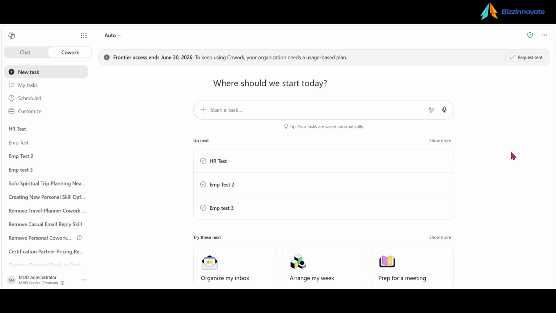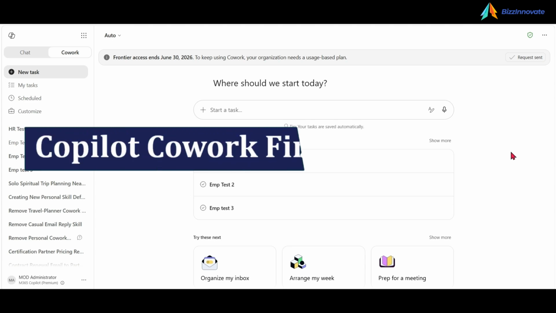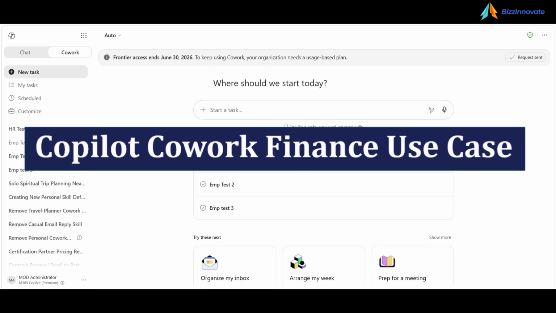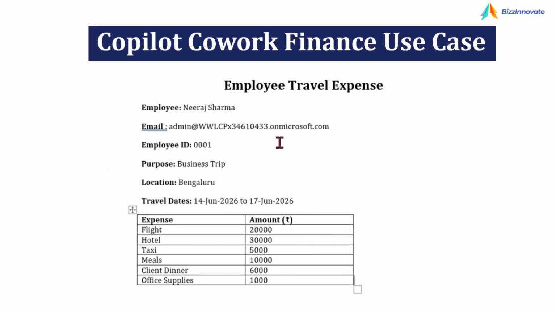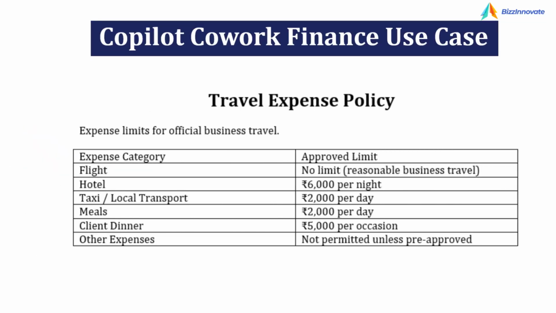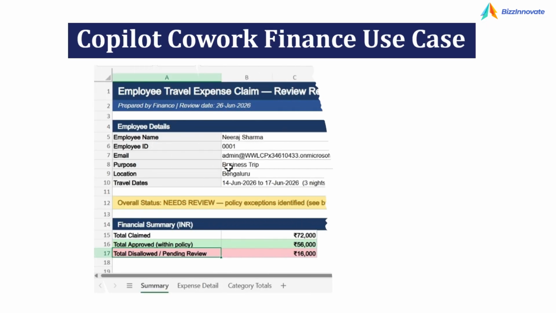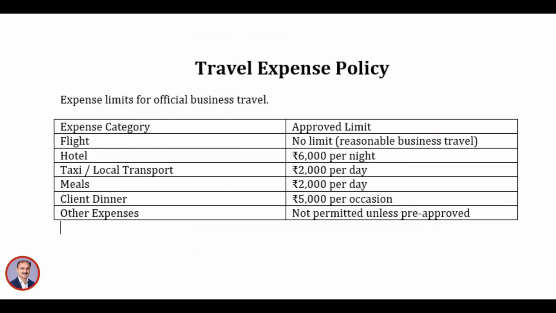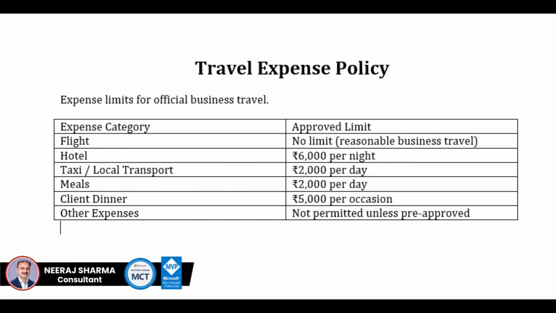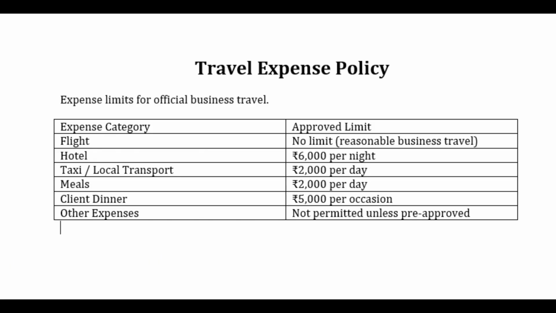In today's video, we will cover a Copilot Cowork finance use case to review employee travel bills against a defined policy. Then we will approve, reject, or request clarification as per requirement. So this is our travel expense policy for the company, where we have defined the categories flight, hotel, taxi, meals, client dinner, and their approved limit.